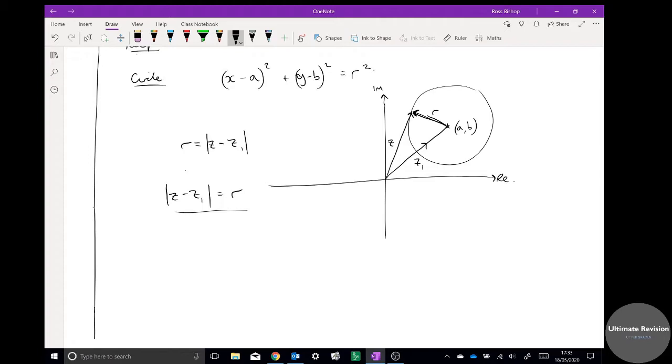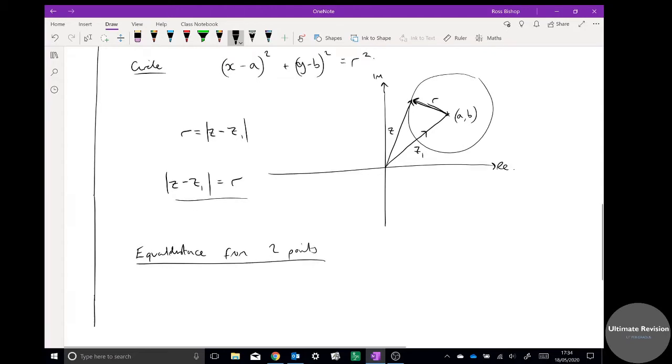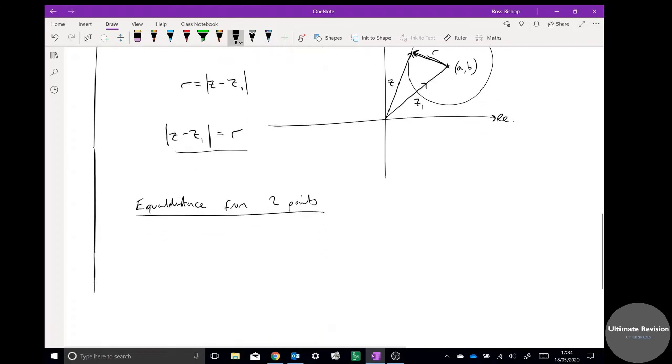Now today we're going to look at the locus equal distance from 2 points. Okay, so what's the equation of a line that would be equal distance from 2 points? Equation of line.